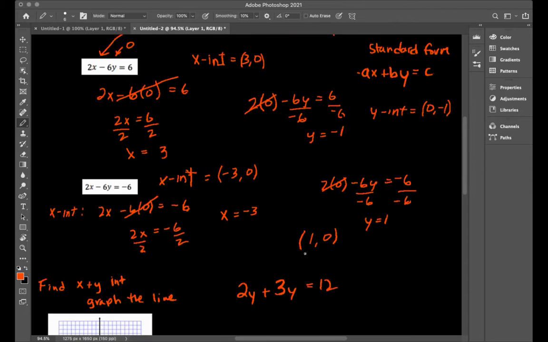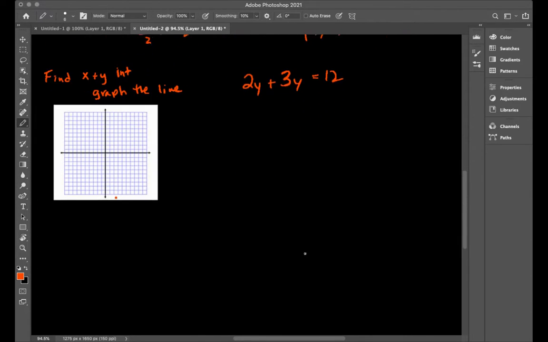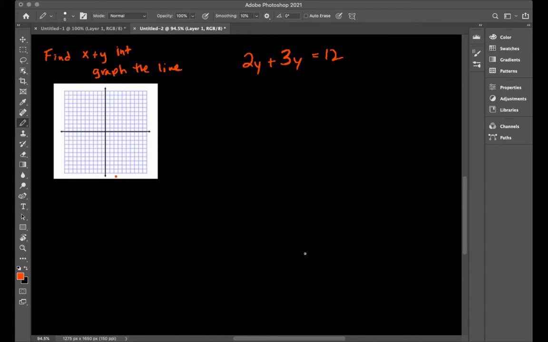Okay. All right. So let's put it all together. Now let's find the value of x and y intercept, and then graph the line. So we have 2y. Well, that shouldn't be a y. That should be an x. Come on, McRae. Doing this last minute here. It should be an x. Boom, right there. Okay, so we have 2x plus 3y equals 12.